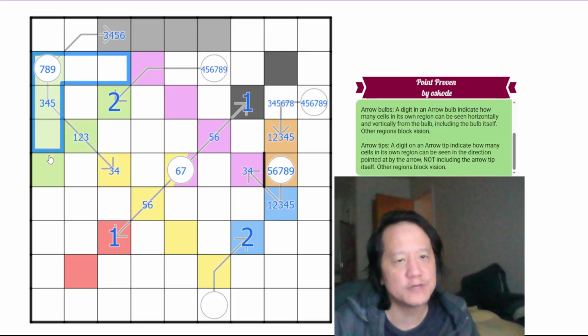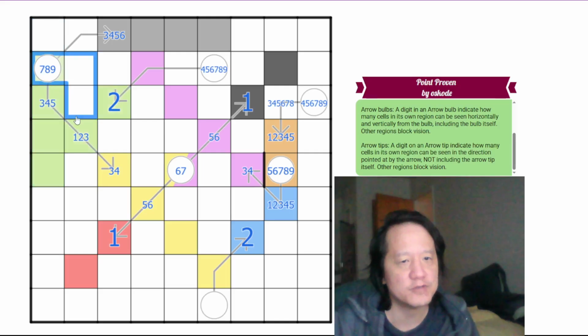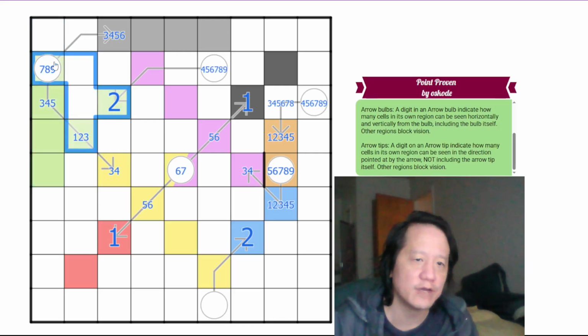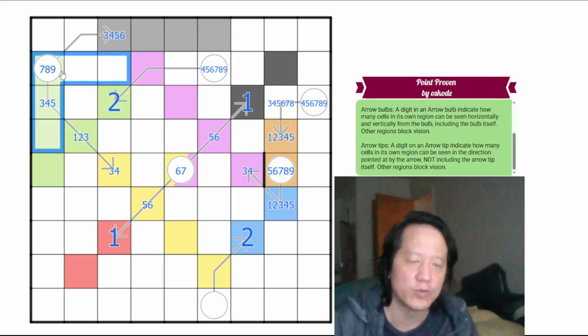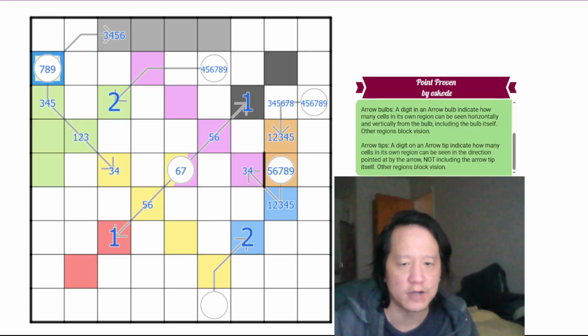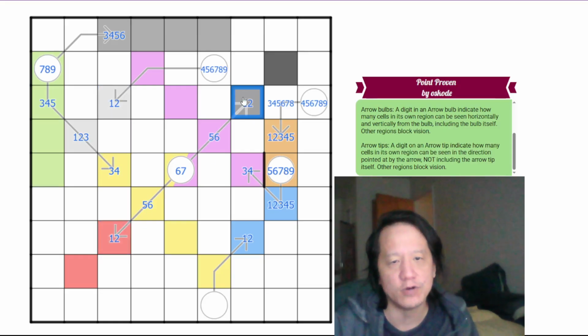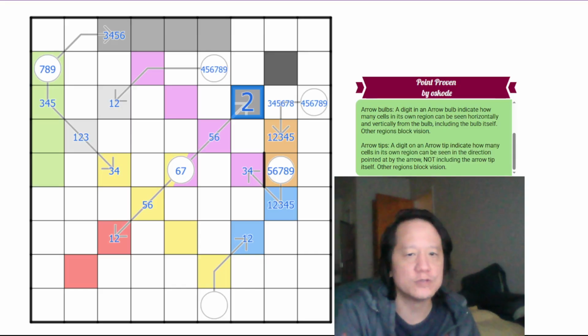So if we try to have 7 this way, and it connects this way, this cell is not part of a region, which is not allowed to happen. And if we obviously connect that way, then we have 3 cells which are outside of the range of this bulb, which doesn't work. Because this has to be 7, 8, or 9. So we've proven this can never be 1. So this has to be 2. So since this is 2, this is 1.